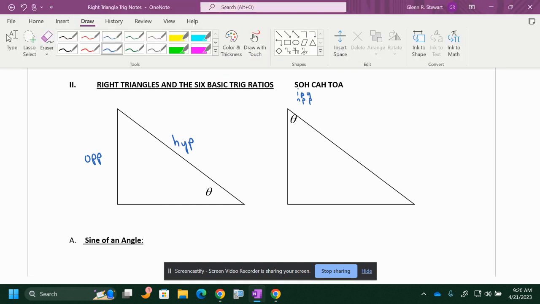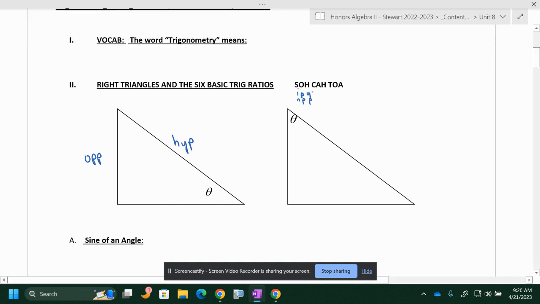CAH is going to be what we call cosine. That's going to be your adjacent and your hypotenuse. So we're still using that hypotenuse, but we're using adjacent. Adjacent means beside, so it's the side that is beside our angle. And then TOA is putting them both together. That stands for tangent, which is opposite and adjacent.